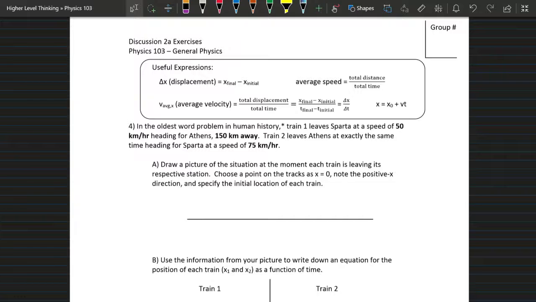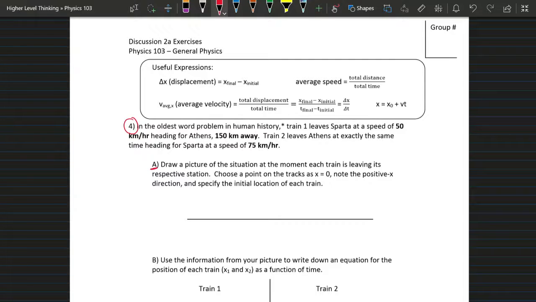In this video, we'll be going over question 4 from the discussion 2A, Physics 103 sheet. So starting off with question 4, we have the oldest word problem in human history. Train 1 leaves Sparta at a speed of 50 kilometers an hour and it's heading towards Athens, which is 150 kilometers away. Train 2 leaves Athens at exactly the same time, heading for Sparta at a speed of 75 kilometers an hour. So part A says to draw a picture of the situation.